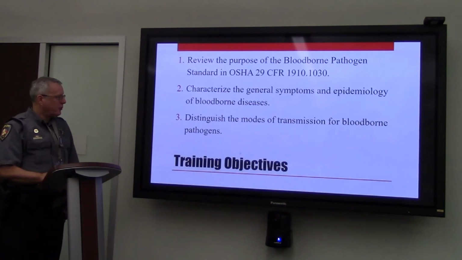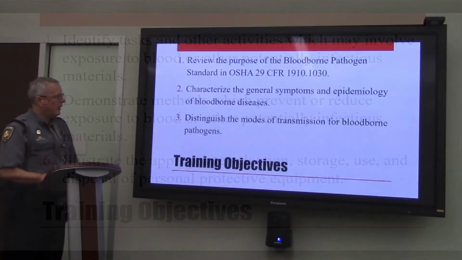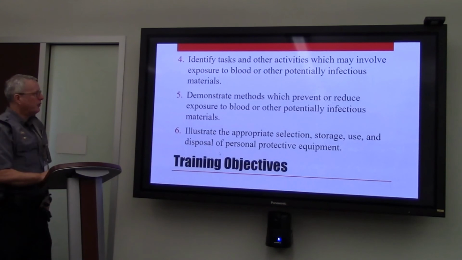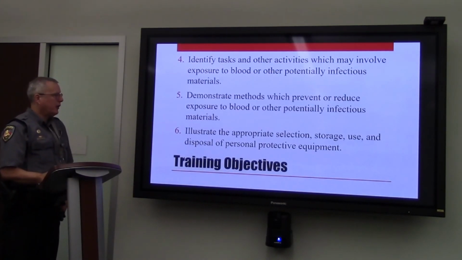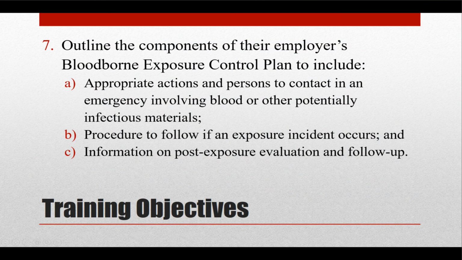We talked about the modes of transmission for bloodborne pathogens. We talked about airborne exposure, aerosol exposure, respiratory droplets, direct contact and indirect contact. And then we talked about tasks and other activities which may involve exposure to blood or other potentially infectious materials. We talked about the methods which prevent or reduce exposure to blood or other potentially infectious material. We talked about the selection, storage, use, and disposal of PPE. Then we went over the components of the bloodborne exposure control plan.